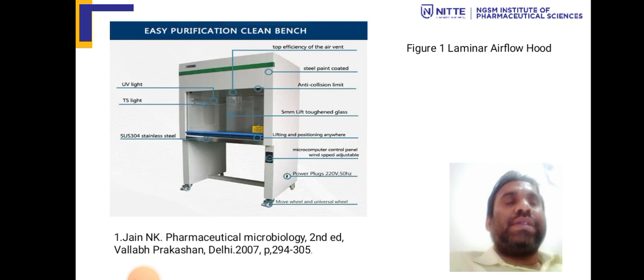This exactly is a laminar airflow hood, taken from the reference by N.K. Jain. As you can see, it consists of a chamber in which there are UV lights. One light is supported, and then there is a bench made of stainless steel to work on. At the same time, there is a HEPA filter on the top, which is the high efficiency particulate air filter. This exact design looks like a clean bench or a laminar airflow hood, LAFH.